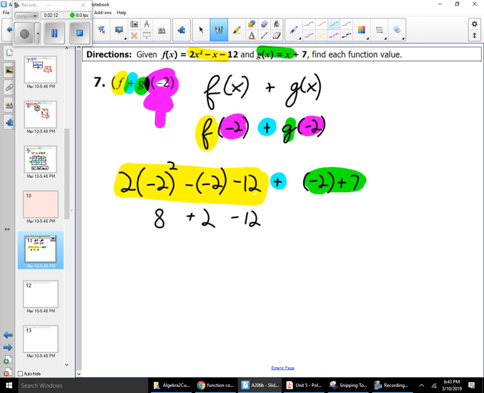8 plus 2 is 10. 10 minus 12 is -2. That's our f of -2. Taking a look at our second function, that -2 plus 7, well, -2 plus 7 is just 5. So what are we doing with all of this? Keep in mind, this was an addition problem. This whole thing was an addition problem. So we can continue bringing that plus down. -2 plus 5 gives us 3. So not a whole lot extra being added here. We're just evaluating our functions instead of just finding the generic function for x.